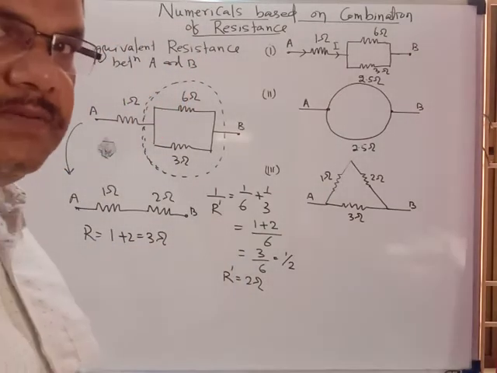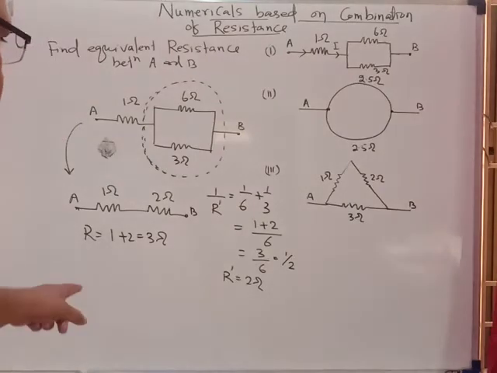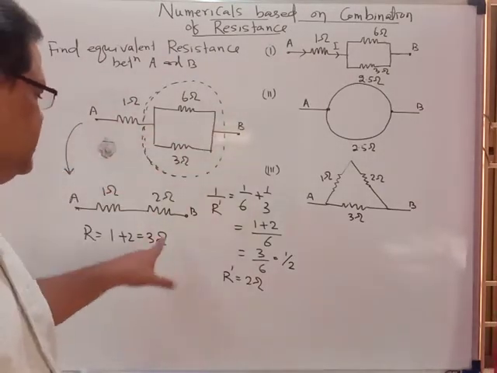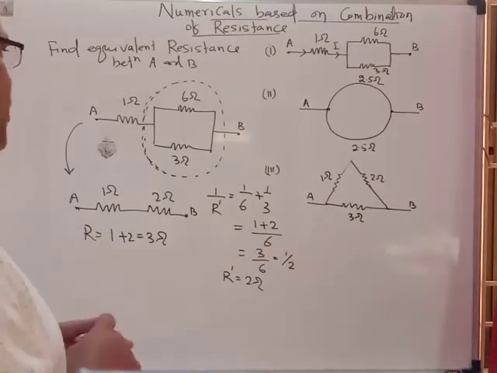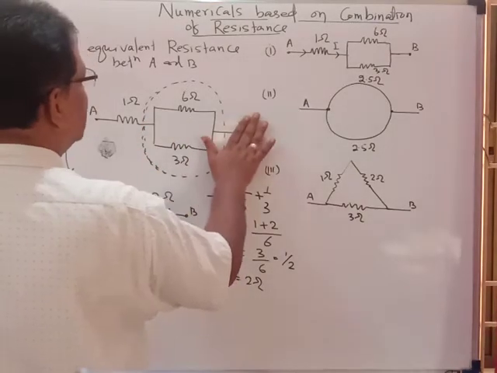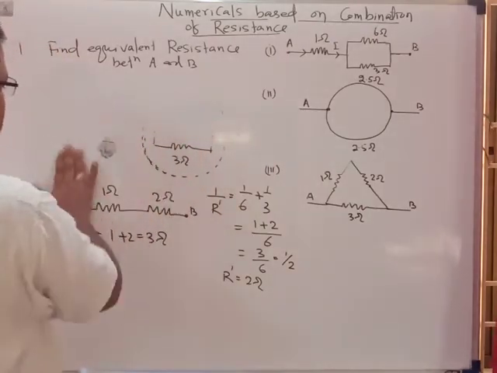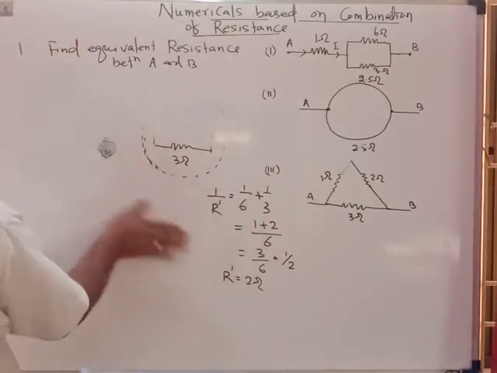I think you must be understanding what I am telling. The total equivalent resistance of this total network is equal to 3 ohm. In this manner you have to calculate the other two questions one by one. Now, question number 2. What does it tell?